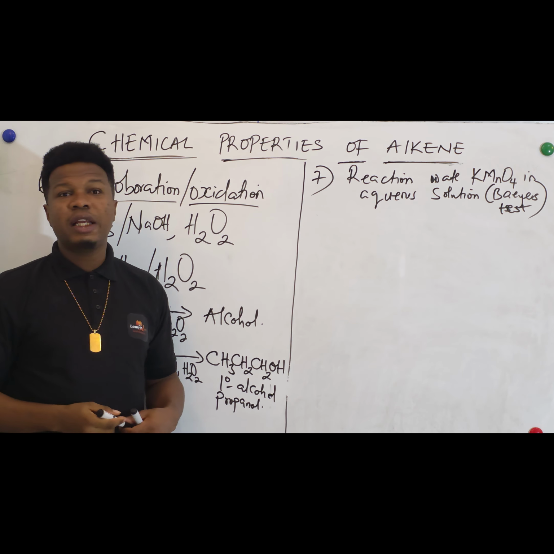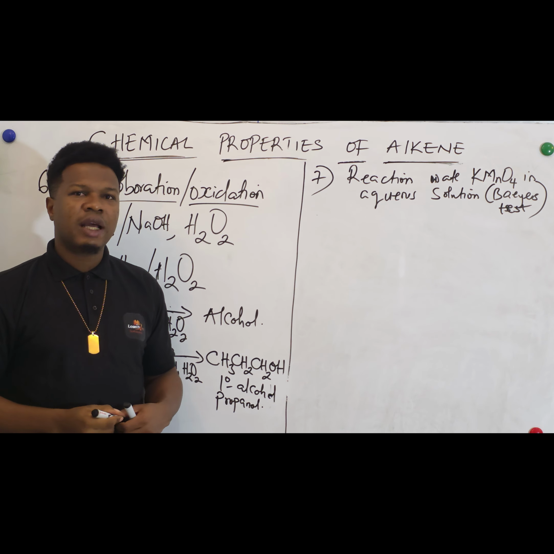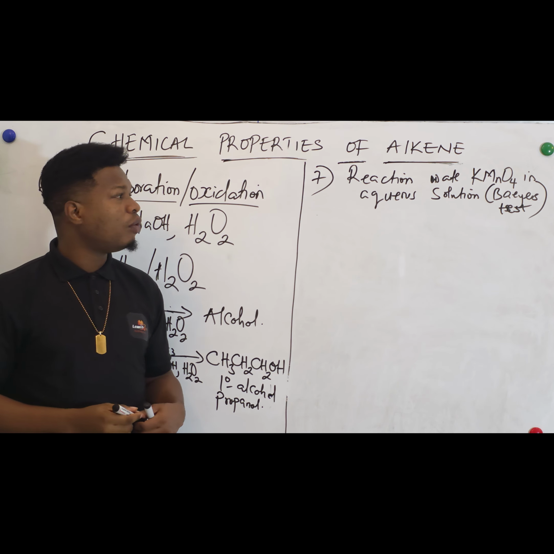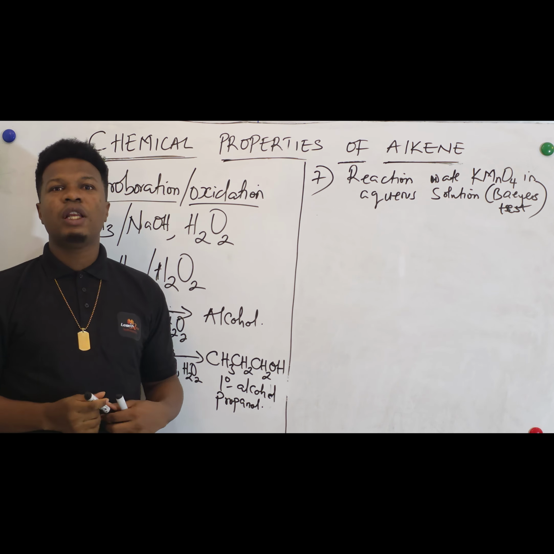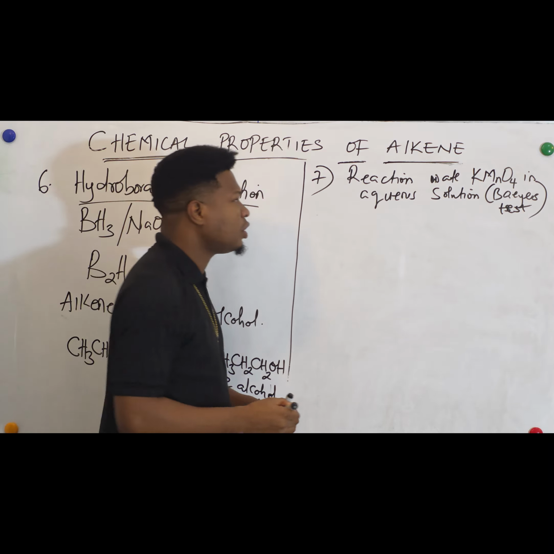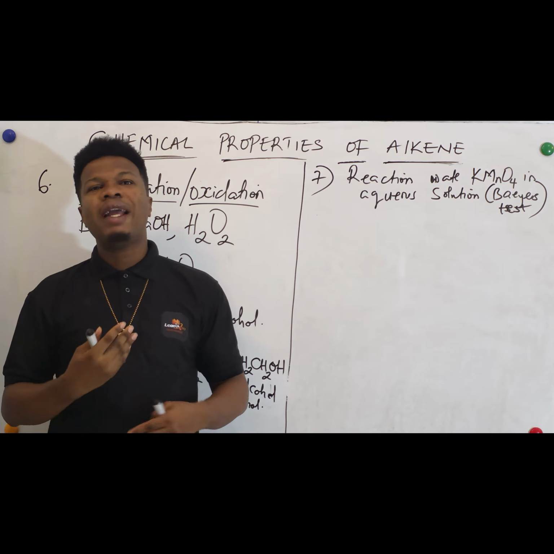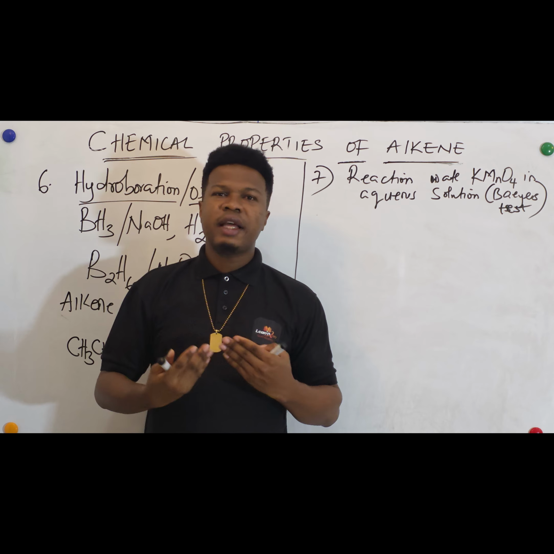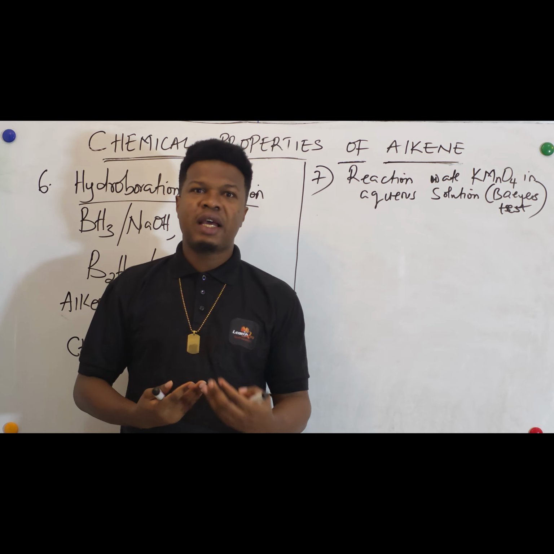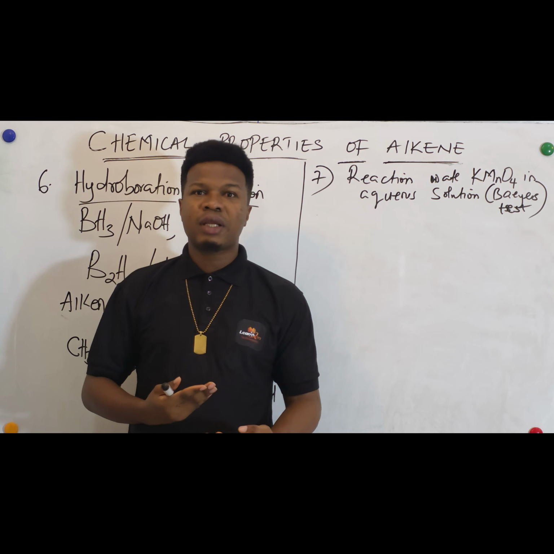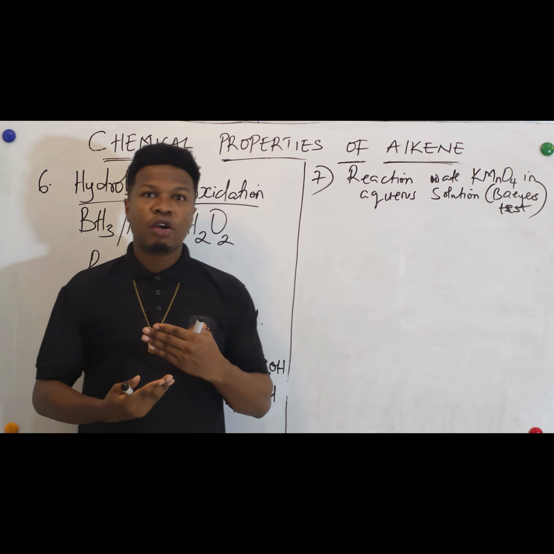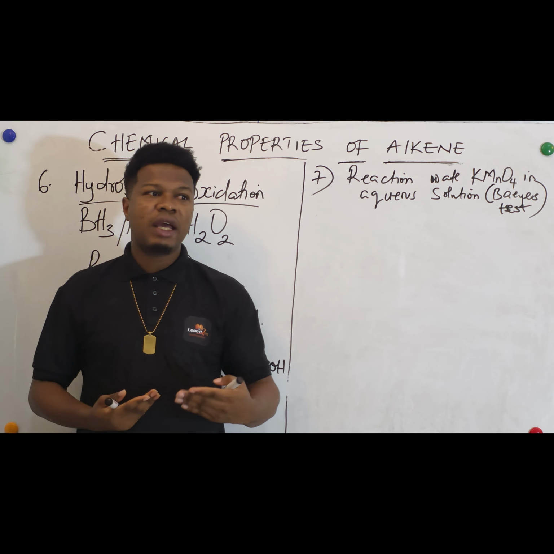So this reaction will lead to the formation of what we call a glycol. The reaction of aqueous KMnO4 with an alkene will lead to the formation of a diol, or you call it a glycol. So example of such reaction. This reaction, why is it a test for unsaturation? It's a test for unsaturation because the purple color of the KMnO4 disappears or decolorizes when it reacts with an alkene. So it's only unsaturated compounds like alkenes that can decolorize the purple color of KMnO4.